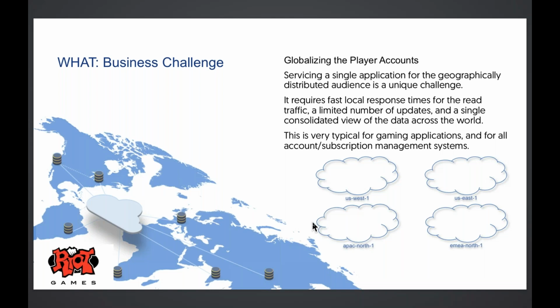Now, this could be a bit of a problem, of course, if you have high writes. But in fact, this particular account subscription management system is very low writes, very high reads. And so it fits perfectly into the active-passive model. So as you can see here, we've got 4 regions: US West 1, US East 1, APAC North 1, and EMEA North 1, effectively 4 different global regions running in Amazon.